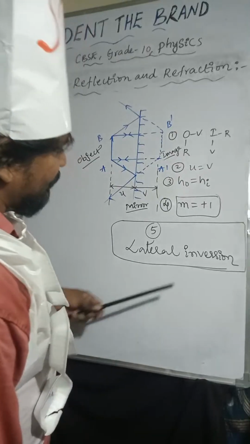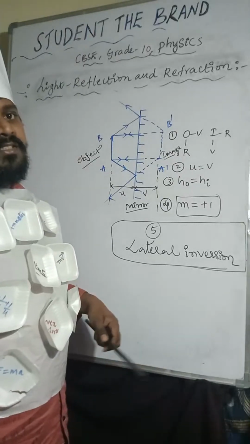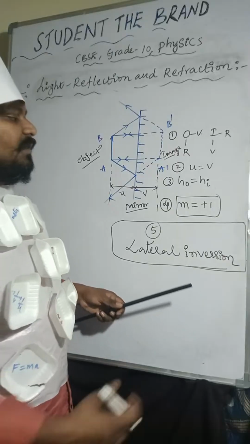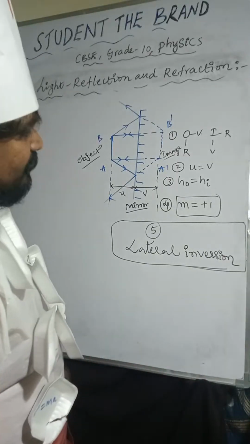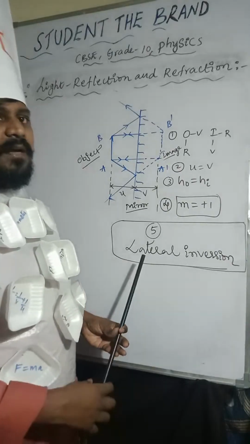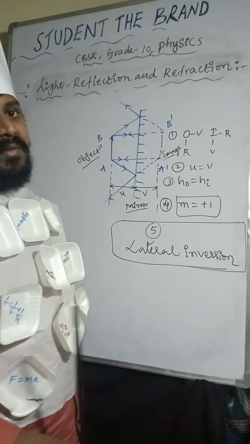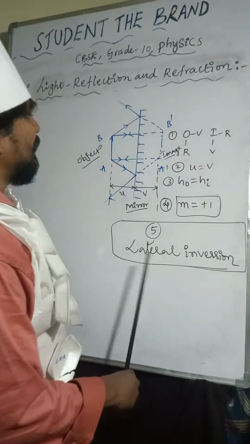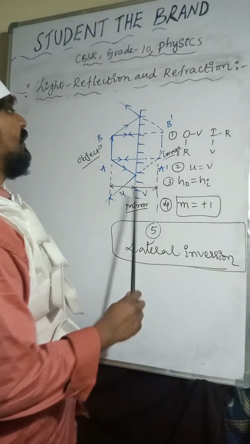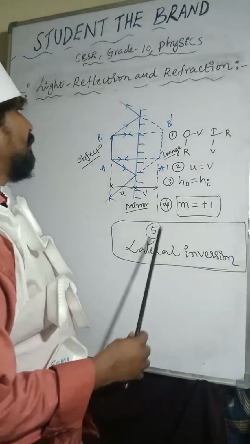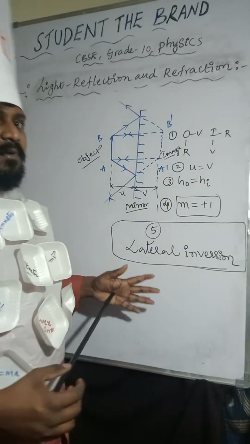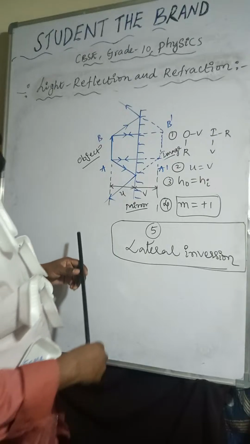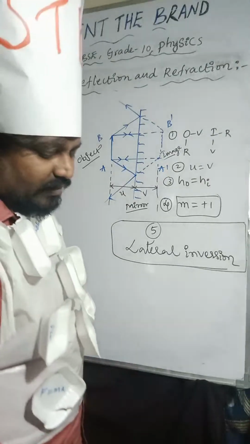Lateral inversion: what do we mean by lateral inversion? Lateral inversion is the phenomenon in which the right side of the object appears to be the left side of the image, and the left side of the object appears to be the right side of the image. This mirror image is called lateral inversion. So this is about the characteristics of the image formed by the plane mirror. I hope it is very clear.